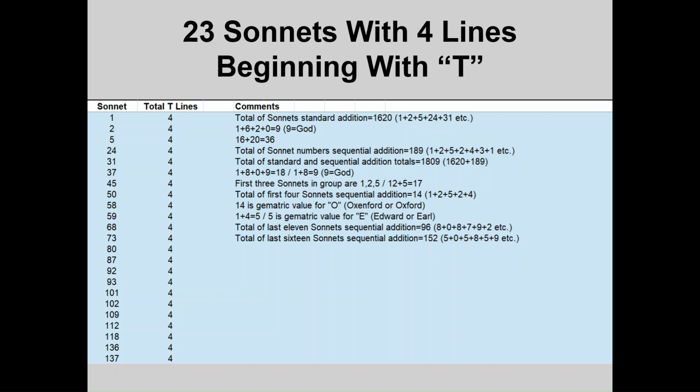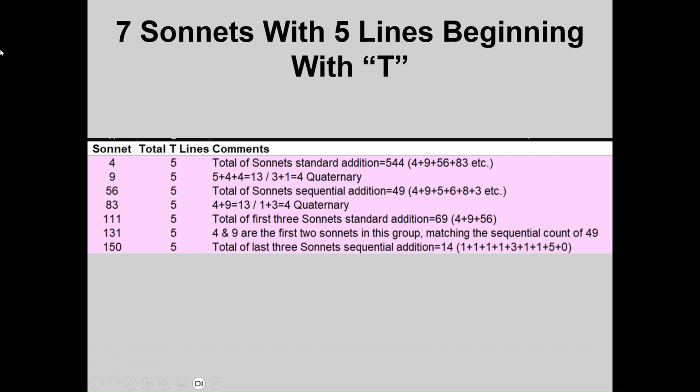Lastly, adding the last 16 sonnet numbers sequentially results in 152, which bookends nicely with the sonnets 1, 2, and 5 we started with in this group. This is the smallest grouping since the sonnets containing no T lines, yet our poet manages to pack it full of numerology. There are 7 sonnets containing 5 lines beginning with the letter T.